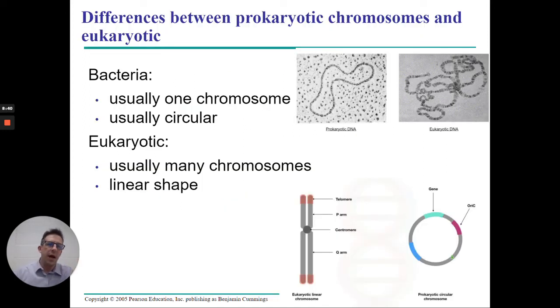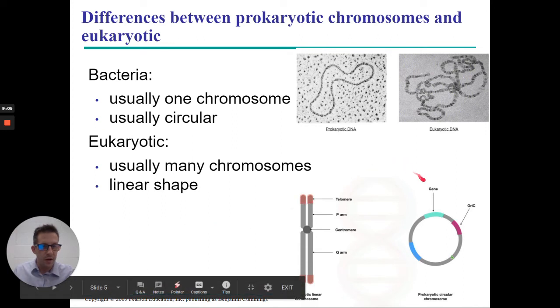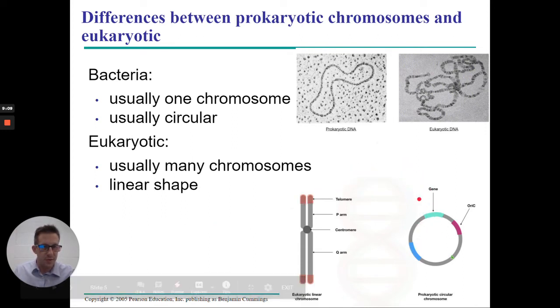Okay. Now, we talked a little bit about bacterial DNA, which is known as prokaryotic DNA. One thing we have to establish before we continue is that bacterial DNA and eukaryotic DNA, which is like ours, are fundamentally different. Bacterial DNA is usually only one chromosome, and it's usually circular. I've shown the artistic rendering of the two different types of chromosomes down here, and then an actual microscope view of them up here.